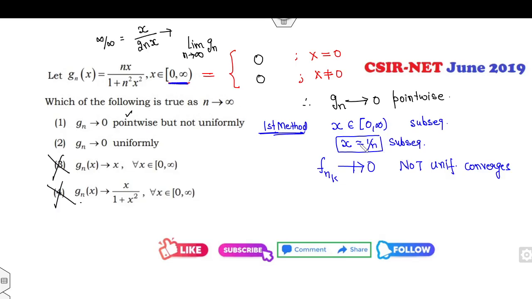Now my domain is this. If I use this subsequence, x is 1 over n. What is my g of the subsequence?